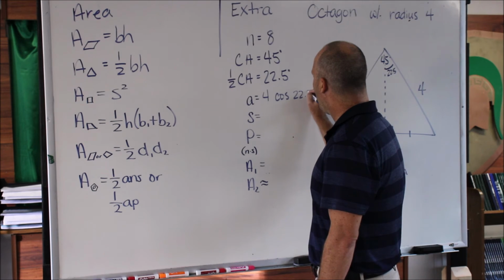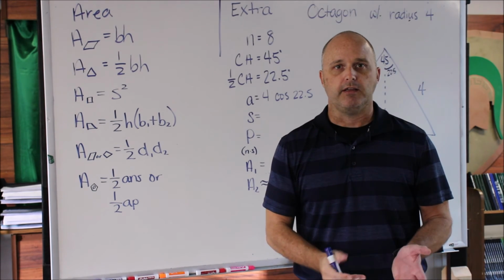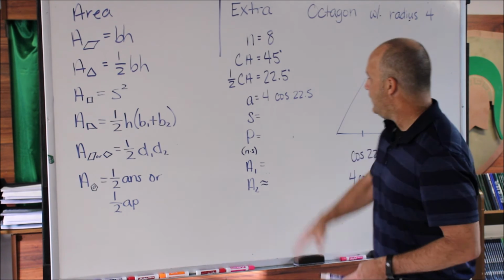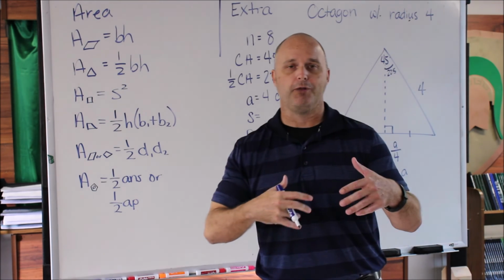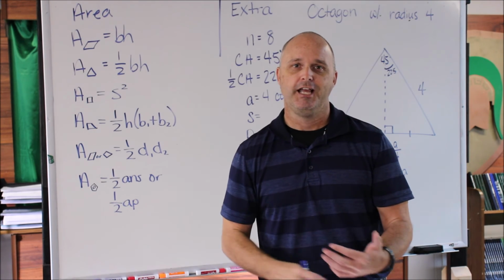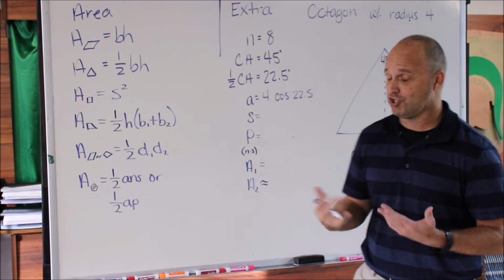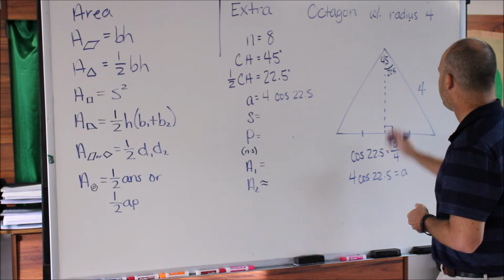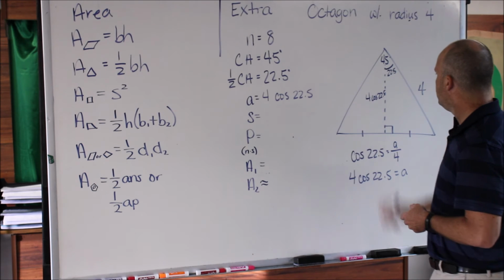Now I do not want to calculate out 4 cosine of 22.5, because if I do that, I'm going to end up with an approximation. And I'm going to end up with an approximation here. So when I go to multiply 2 approximations together, it's going to make the final approximation that much further off of what it should be. So leave this as 4 cosine of 22.5. And I'm going to go ahead and write that in here as well.